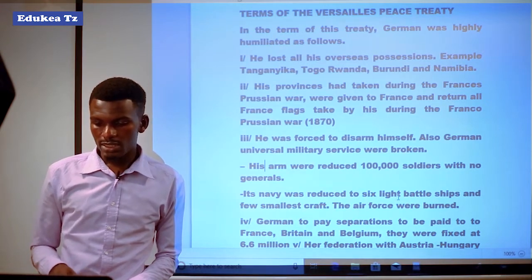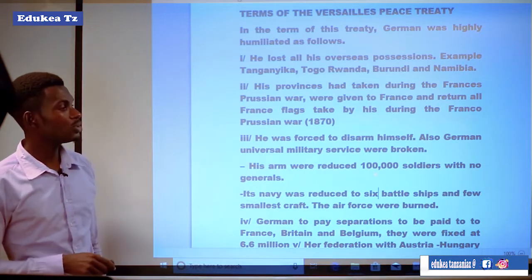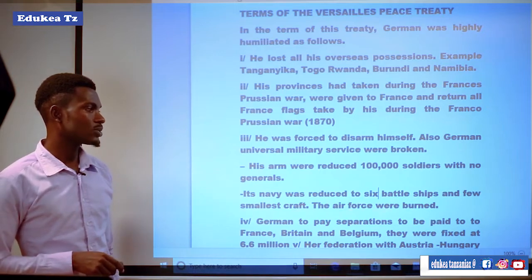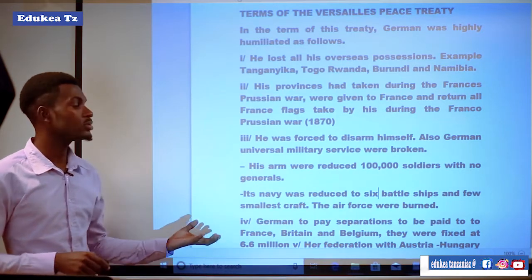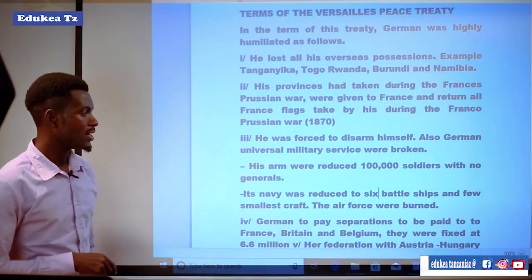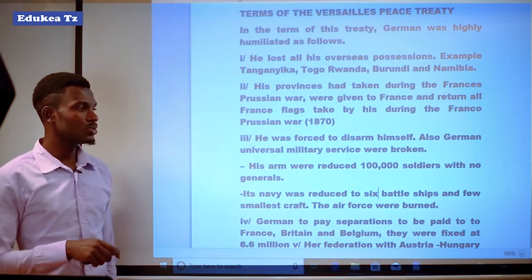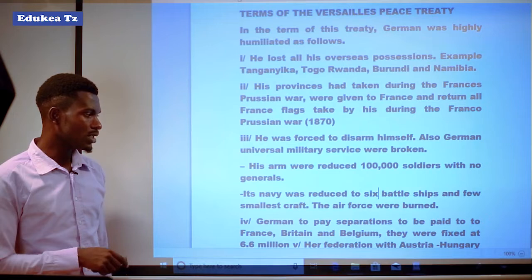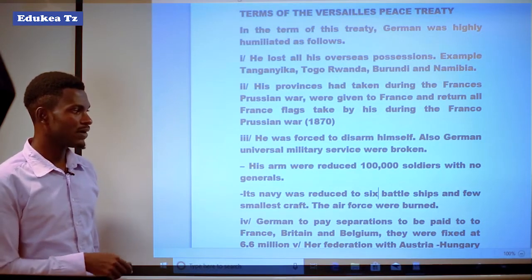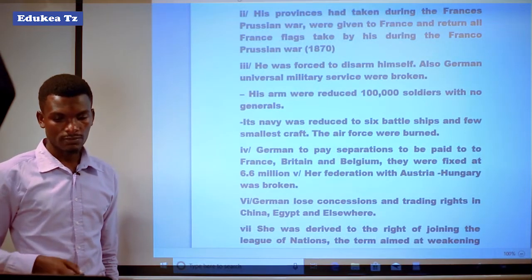It means that the battleships of Germany were reduced to 60 battleships, and a few smallest crafts remained, and the Air Force was banned. You can see how Germany was humiliated during the Versailles Peace Treaty. The Air Force of Germany was banned.